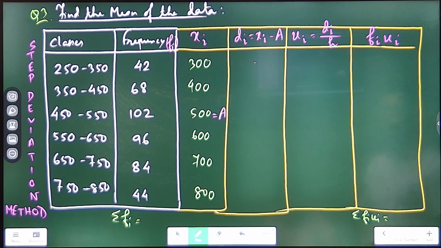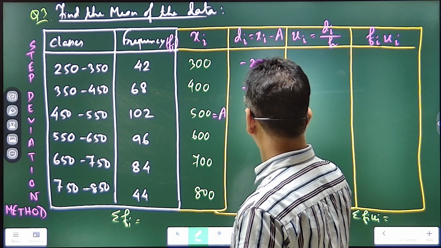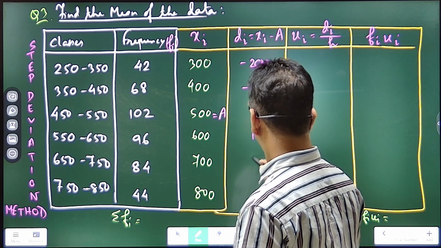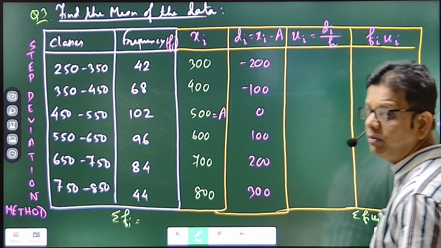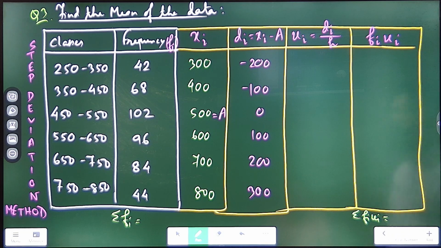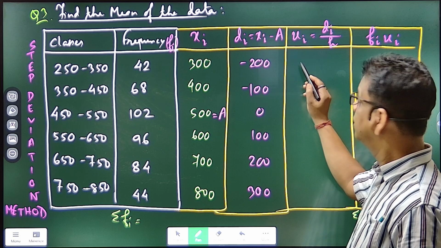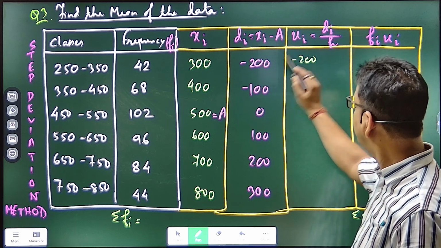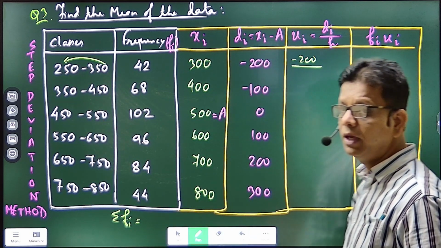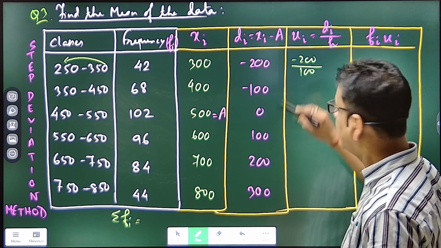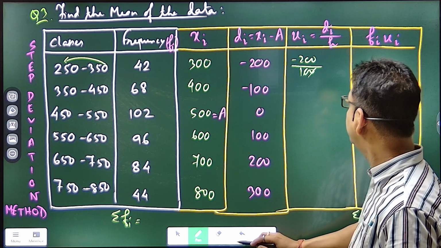So this number, correct it if it is wrong. Is it minus 200? Then minus 100, then 0, then 100, then 200 and 300. So ui, how much you got? What is ui? What did I say? Look at this. Minus 200 is di to be divided by h. H means this gap. What is the gap? 100. So you have to divide it by 100. 0, 0 got cancelled. What is the answer? Minus 2. So directly you can write it minus 2.